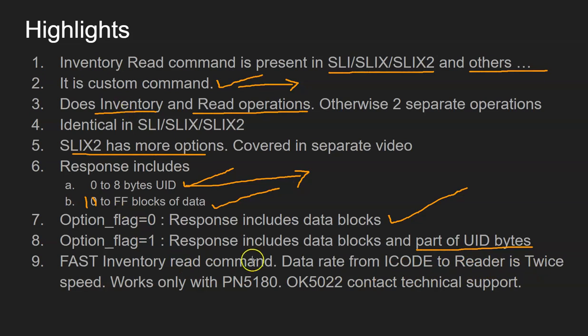The only difference is the data rate from the ICODE tags to the reader is twice compared to a normal inventory command. Now I'm going to use two software in this video. I'm going to show you how the inventory read command works using the OmniKey 5022 reader writer, and I'm also going to use the software written for PN5180 to demonstrate the fast inventory read command. However, I somehow could not get the fast inventory read command to work using OmniKey 5022, and I would advise the users to speak to the technical support of HID Global. So with this background, we are ready for the demonstration.